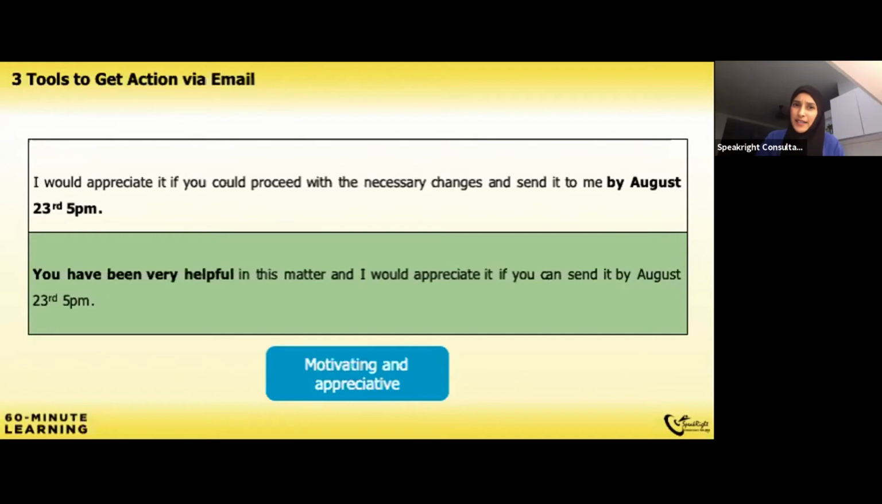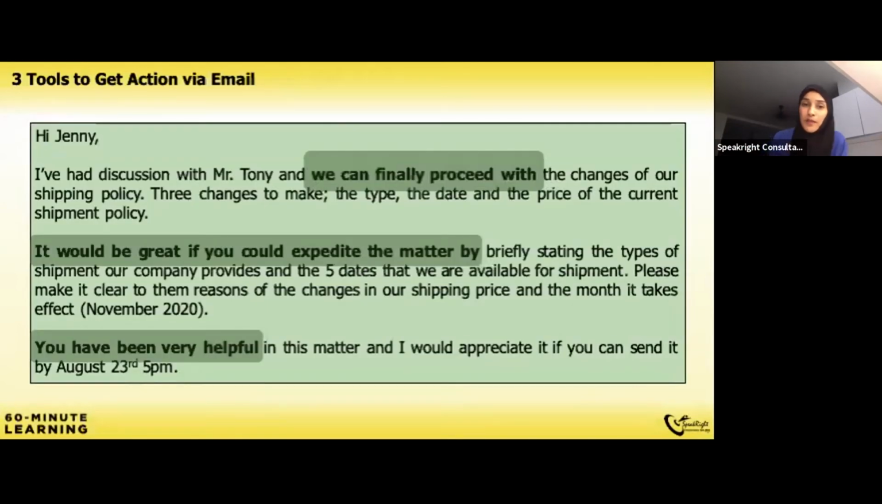Let's combine the words that we have sprinkled the emotion into into one email and see how it sounds. Now, I'm not going to read all, okay? Look at what I've highlighted. "I've had discussion with Mr. Tony and we can finally proceed with the changes." It sounds more human. It sounds solution-oriented, without the need to mention a lot of discussion, yada, yada. We don't have to mention those.